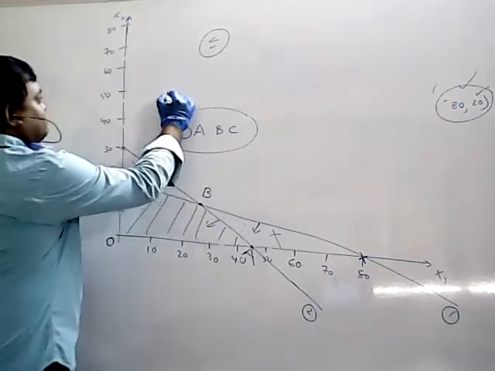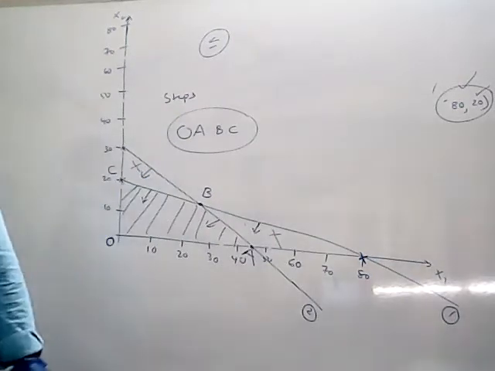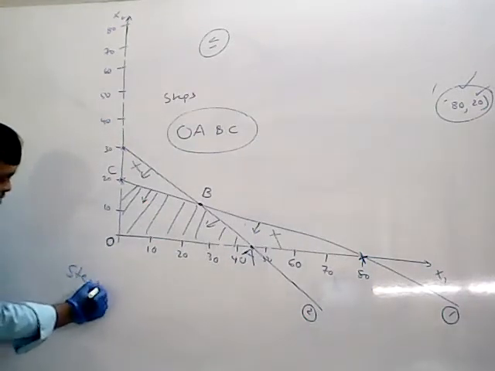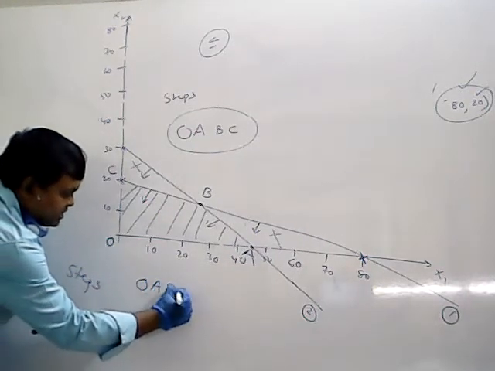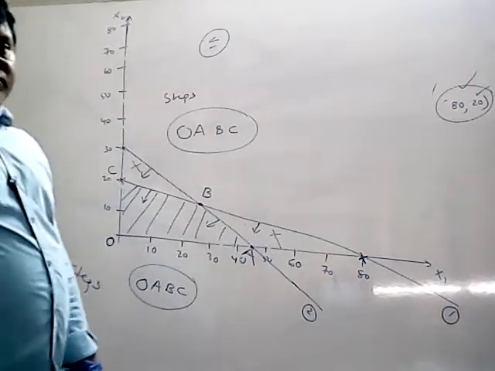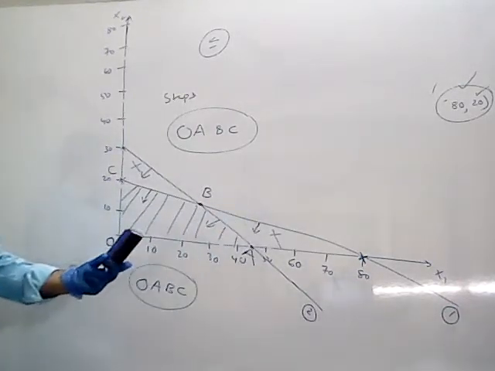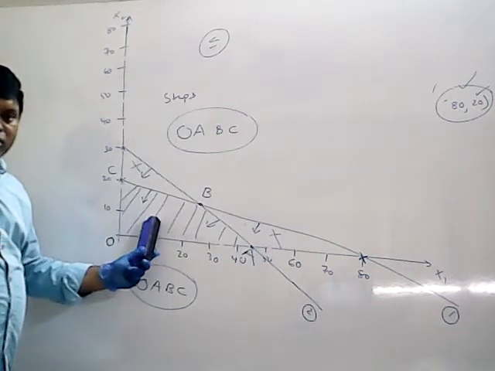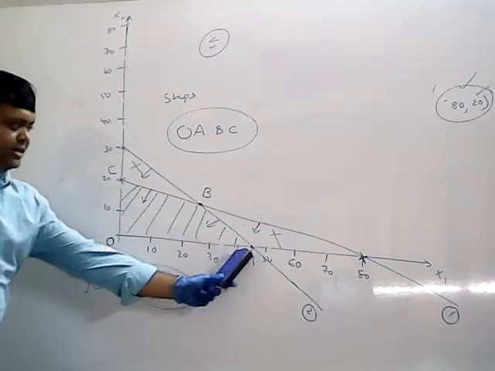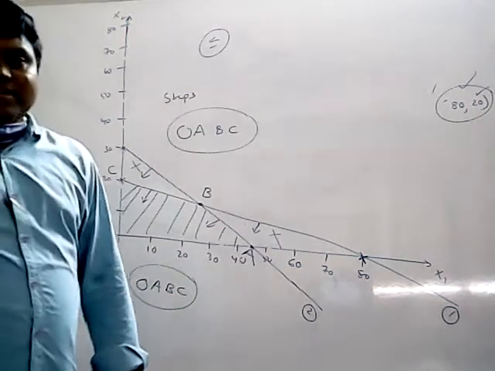So write step number 3. Below the diagram you can write step number 3: O, A, B, C is the feasible region. Now you can denote the graph like this. Step number 2 will be completed here. Step number 3 is nothing but identify the common region. I have identified the common region, and that is O, A, B, C. So O, A, B, C is the feasible region. So this is step number 3 in the graphical method.